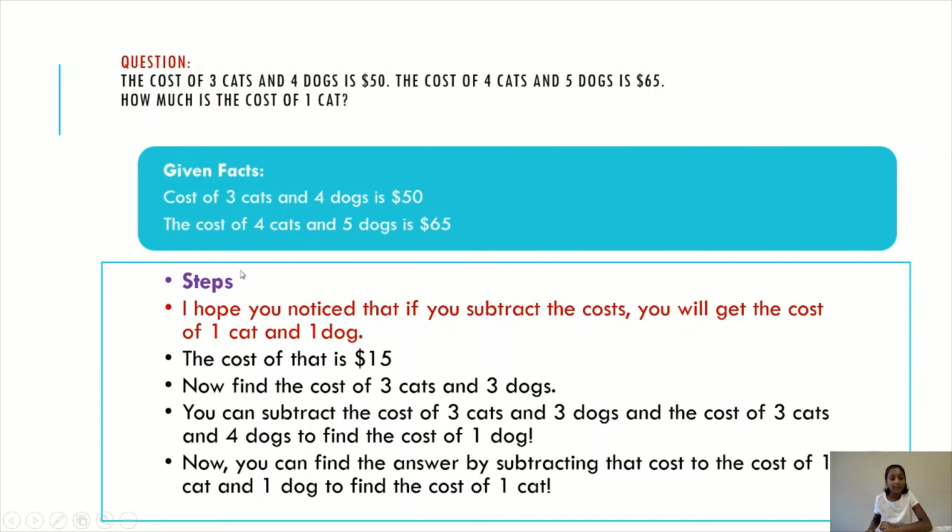Here are our steps to solving the problem. I hope you noticed that if you subtract the costs, you will get the cost of 1 cat and 1 dog, which is $65 minus $50. I'll give you some time to subtract.